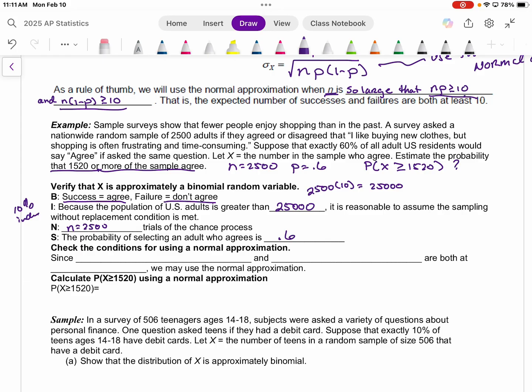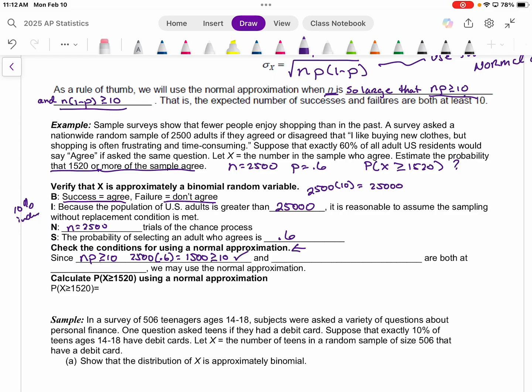Check conditions for using normal. So this is an extra thing. We met the binomial criteria. We're going to ask, can I do the normal approximation, which makes it a heck of a lot easier in doing our adding up the percentages. So with that in mind, we've got to check, is N times P greater than or equal to 10? So is 2,500 times 0.6, which happens to be 1,500, greater than or equal to 10?